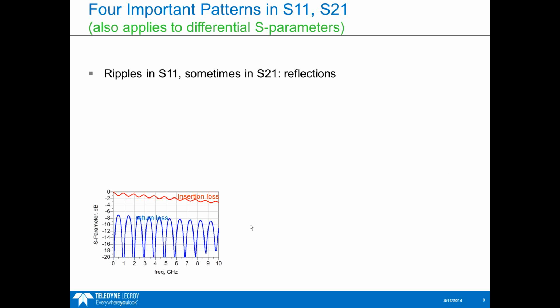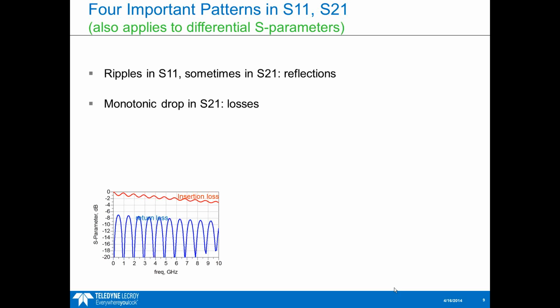In almost every return loss measurement you see, and sometimes in the insertion loss, you see ripple. Every time you look at S11, you'll almost always see some ripple. So where does that ripple come from? Well, it comes from reflections, but we'll go into more detail about where the shape of that ripple comes from.